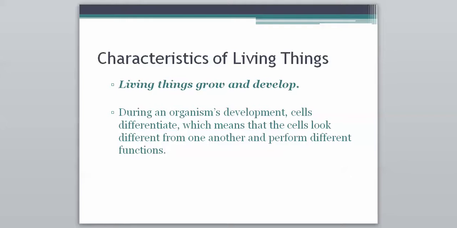The next one is living things need to grow and develop. During an organism's development, cells differentiate, which means that the cells look different from one another and perform different functions. When we take humans, for example, we have different cells in our brain than we do in our hands, our feet, our elbows, and our knees. They all do different functions. So we are alive because we have cells that differentiate and perform different tasks.